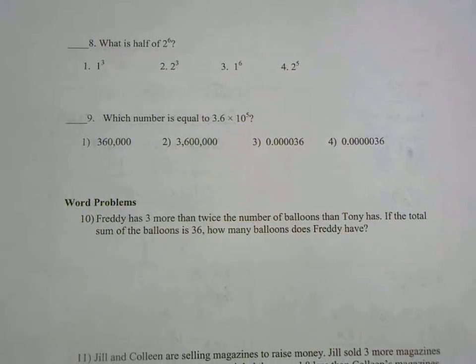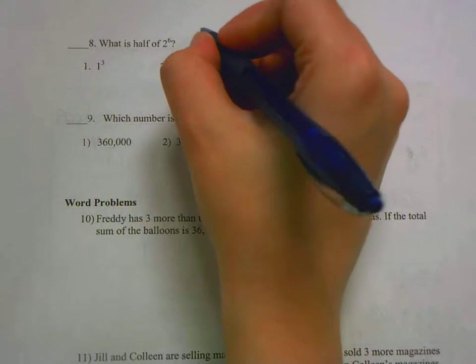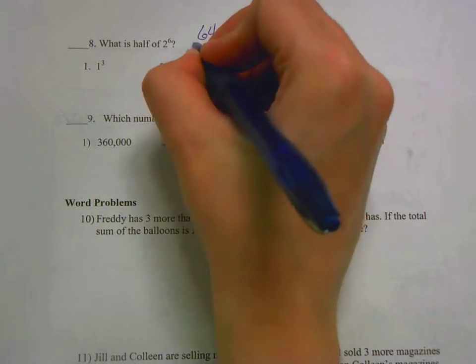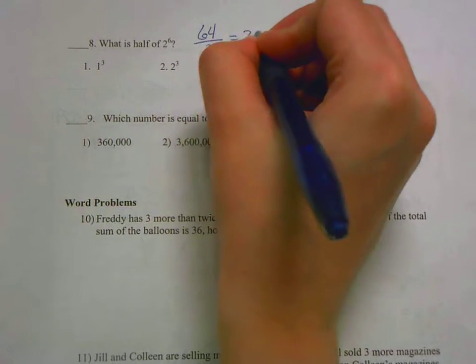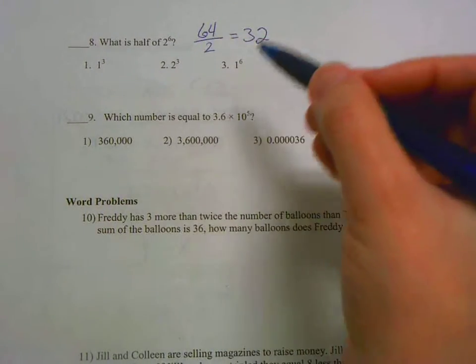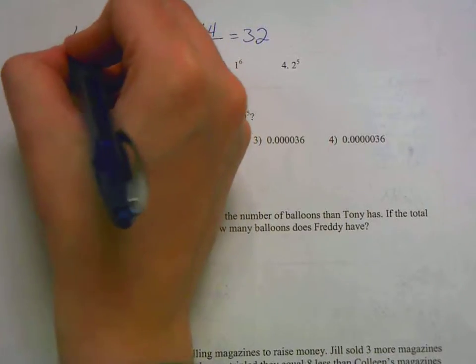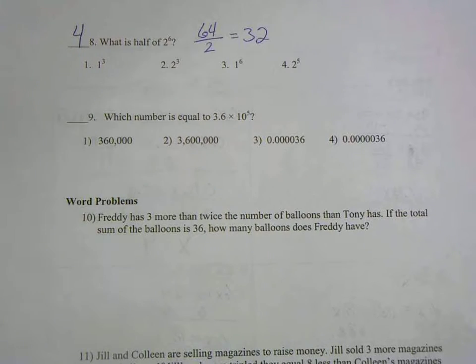Number 8, what is half of 2 to the 6th power? One of the easier ways to do this, just figure out what that is. 2 to the 6th power, use your calculator, you get 64. Now half of that would be 32. Just use your calculator and evaluate each of these, and you would discover that number 4, if I did 2 to the 5th power in my calculator, is 32.